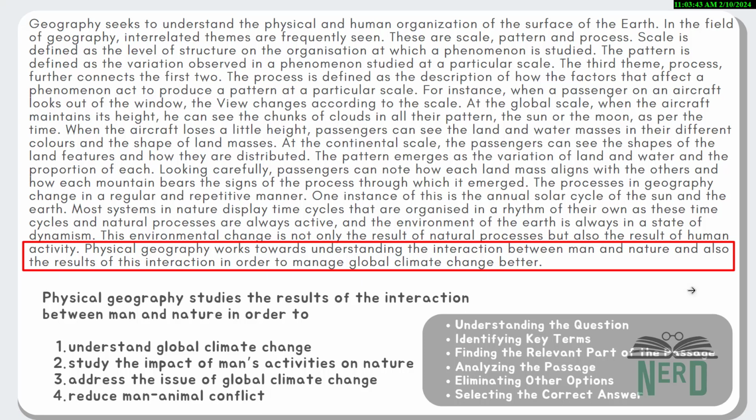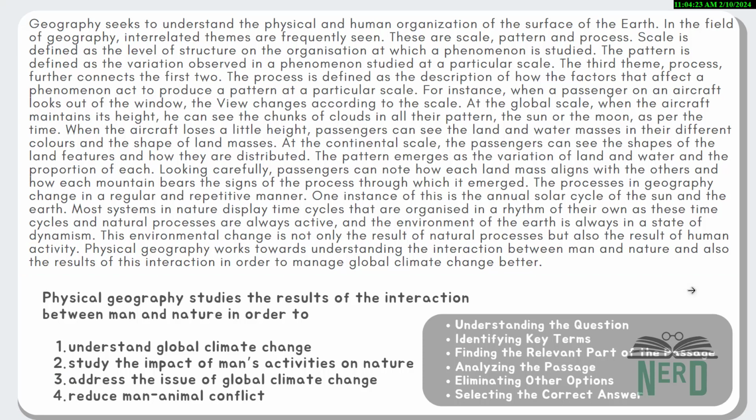Now what is our correct answer? So given the passage focus on managing global climate change as a result of understanding the interaction between man and nature, what is our answer? It is the third, address the issue of global climate change. So people can be confused between the first and third, like understand global climate, but clearly in that last sentence we can see it is talking about the results, right? So what is the result? The issue of global climate change. So we have the answer right there. I hope you understand. So you have to follow these steps and the answer is easy to find, right?